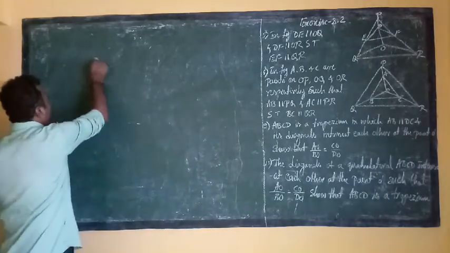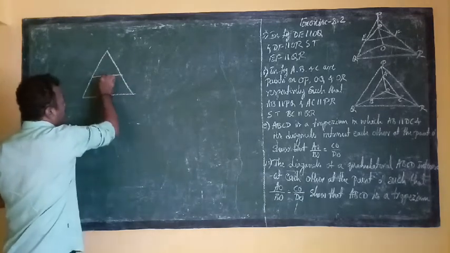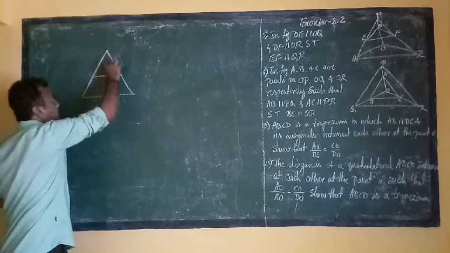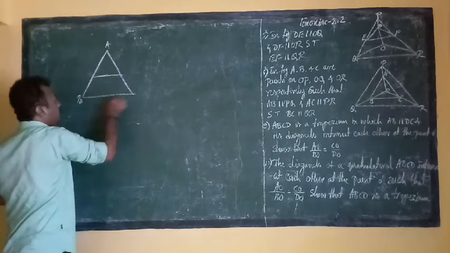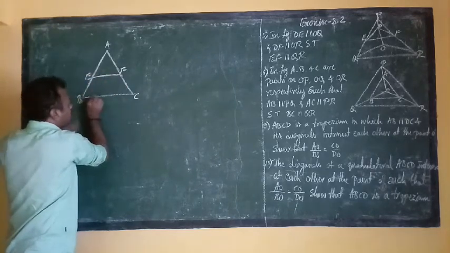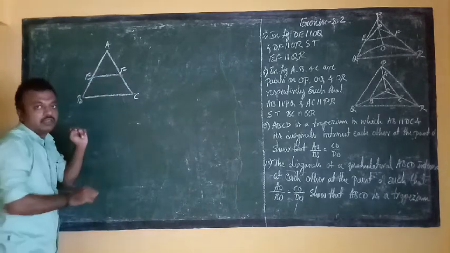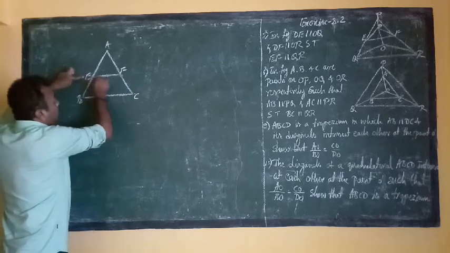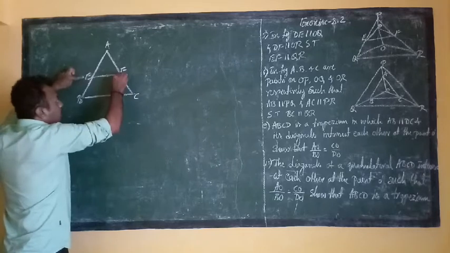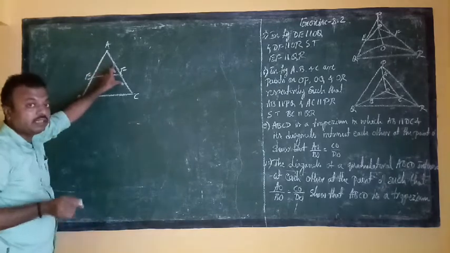See students, Thales theorem means if a line is parallel to one side of a triangle, it intersects the other two sides at distinct points. See, ABC is a triangle. I will draw EF parallel to one side of the triangle, BC. So BC is parallel to EF. Then it intersects the other two sides at distinct points: AB intersects at E, AC intersects at F. Then the other two sides are divided in the same ratio.